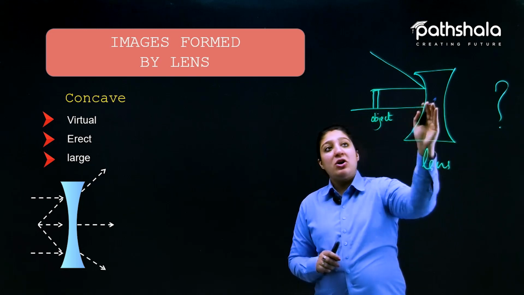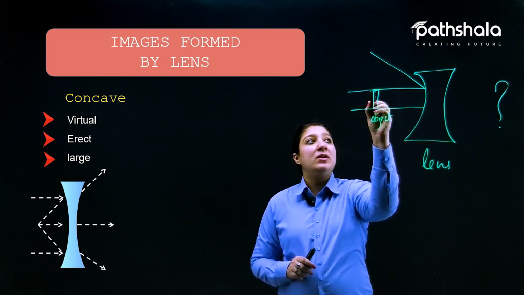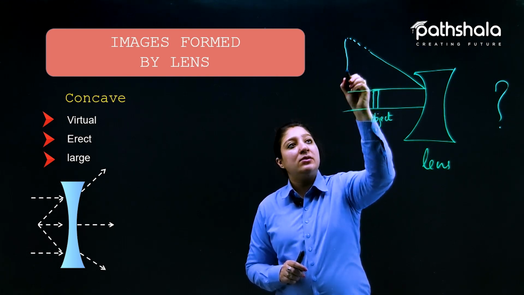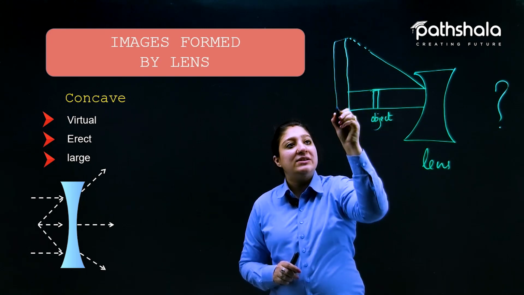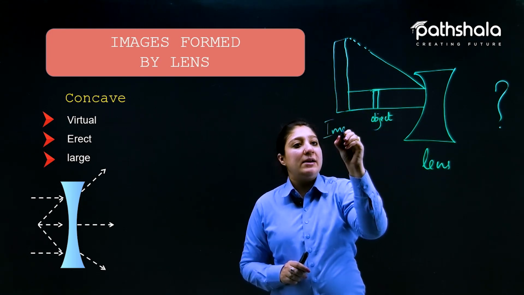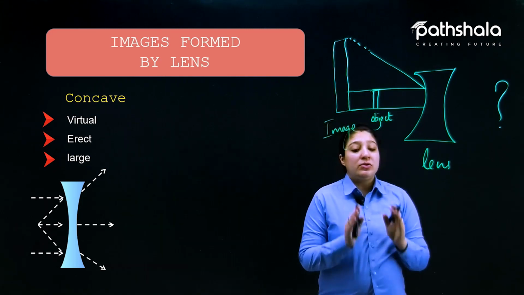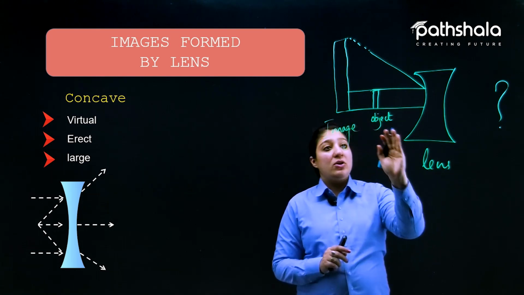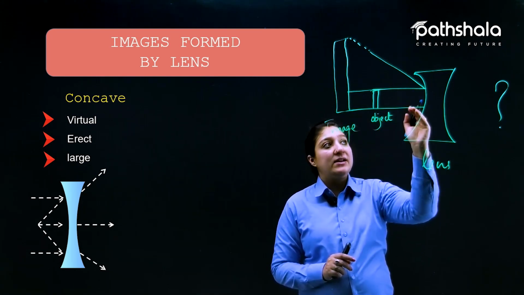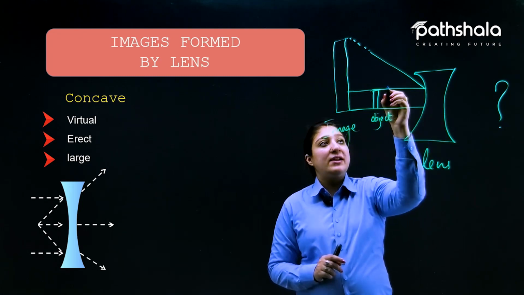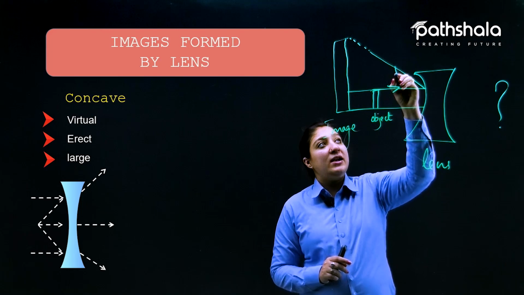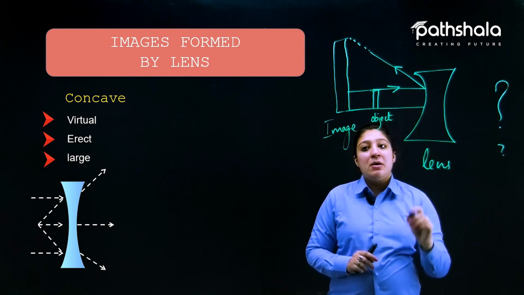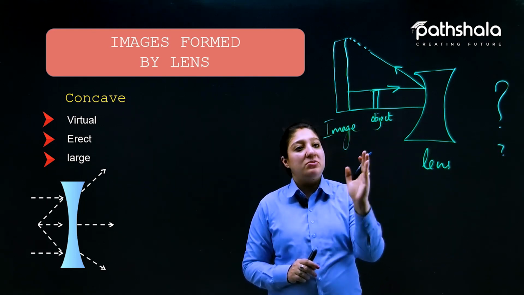Because of this diverging, we see some imaginary image like this on this side itself, on the same side where the object has been kept. So this is how image formation takes place in the case of a concave lens. Because of the outer surface, the lens diverges the rays coming in this direction, and because of that no image forms on the other side, but it forms on the same side where the object is kept.